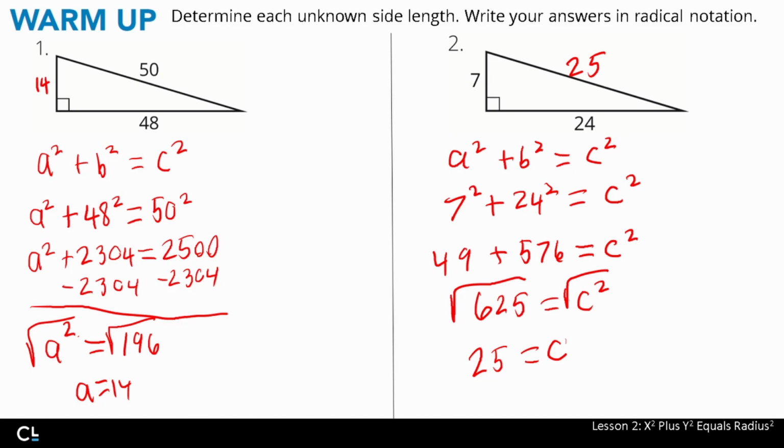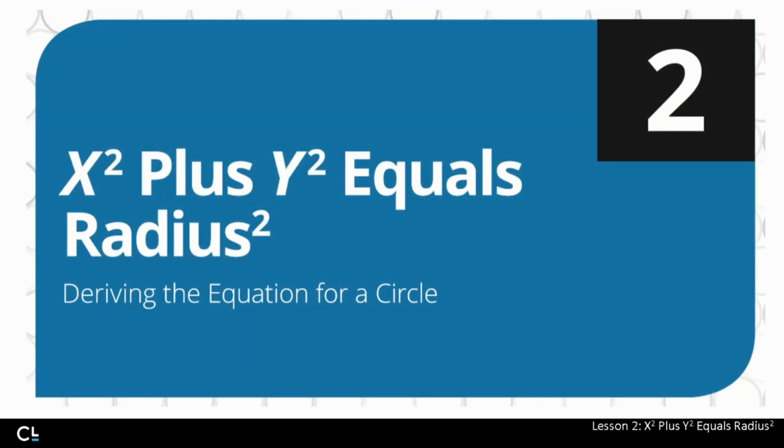So now let's jump into our lesson. The name of our lesson is x squared plus y squared equals the radius squared, which is kind of our Pythagorean theorem if we think about it, right? And we're going to connect those two things. It says derive the equation for a circle. That's what we're doing here. We're coming up with the equation of a circle, but we're going to discover it together.